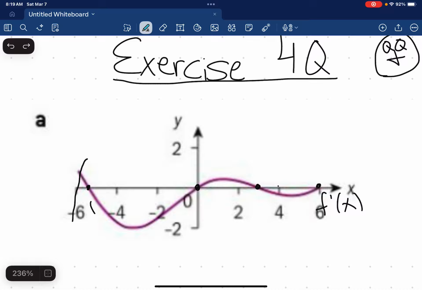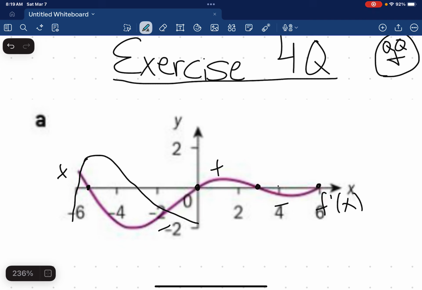Now that f prime of x is in the negative y value place, f of x starts to decrease. And it's going to continue to decrease until we get to our next stationary point where it becomes positive again. I'm going to kind of chart it out like this. So decrease, and right at our next stationary point.